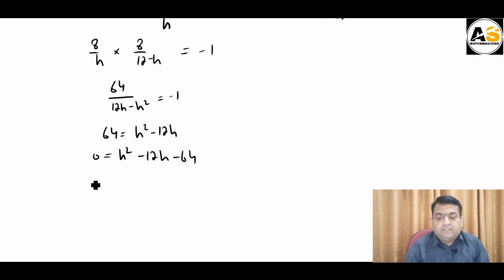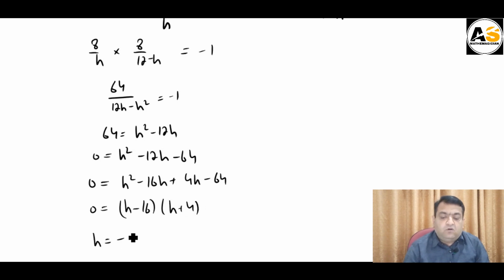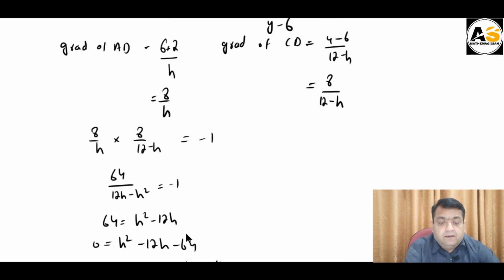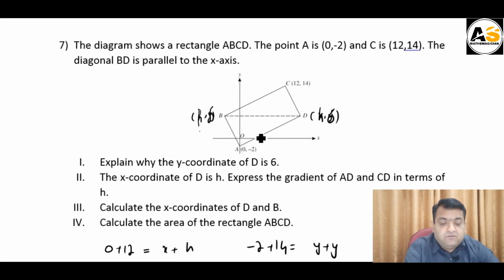0 is equal to h square... I am splitting the middle term to find two values of h. Dear student, one value of h is minus 4, second value of h is 16. Coordinates of D. D is over here, so h will be 16, this h will be 16 and this h will be minus 4. So we have calculated the x coordinates of D and B.